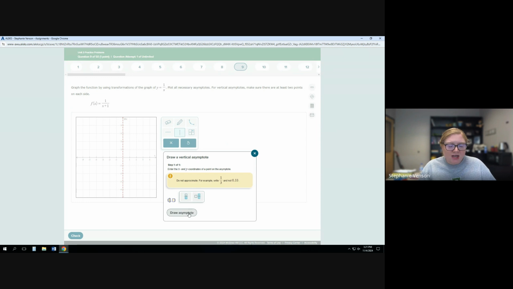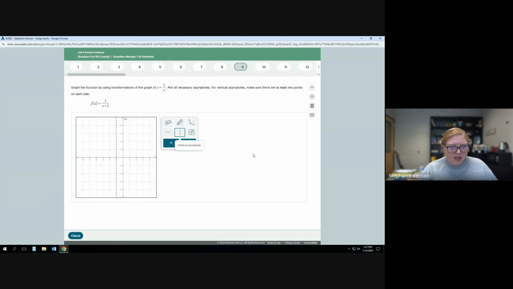So we all agreed a second ago that the vertical asymptote is at negative 1. So I'm going to plot the point at negative 1, 0. What it's telling the program to do is draw the asymptote through that point. So since our asymptote was at x equals negative 1, we did negative 1, 0. If your asymptote was at x equals 4, you would do 4, 0. If your asymptote was at x equals 7, you would do 7, 0. It's whatever the asymptote is and then 0 for your vertical asymptote. So I'm going to say draw asymptote. Okay, and then I can X out of that and it's got my asymptote exactly where I want it.